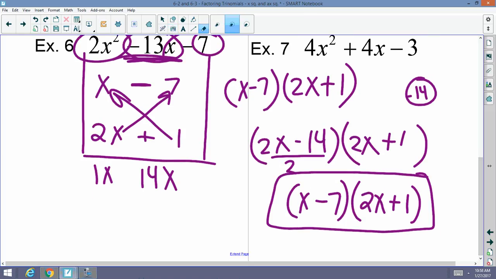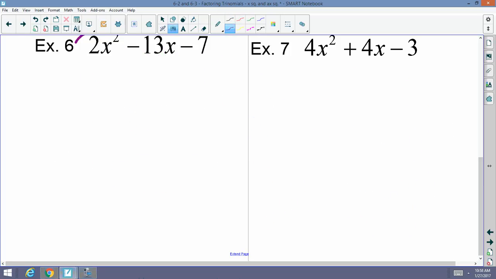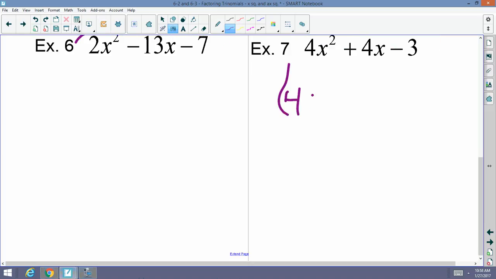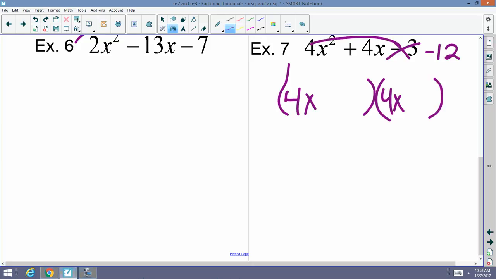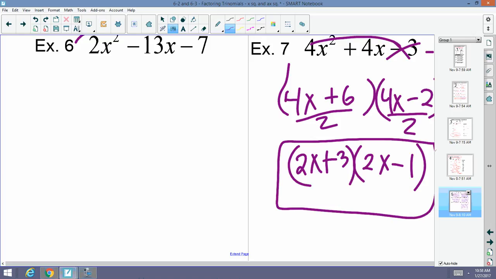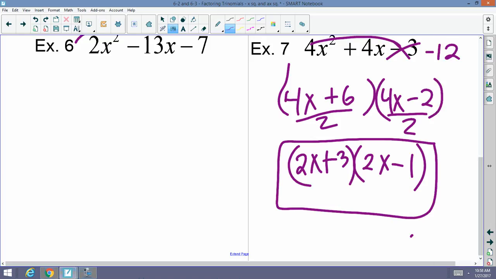Last but not least. Can I erase this? Last but not least. Which way do you want me to do it? Box method, grouping method, or Cuban method? All right. So I got 4x, 4x. 4 times negative 3 is negative 12. What times what is negative 12, but when added together is positive 4? Positive 6, negative 2. Very good. Take out a 2, take out a 2. So I got 2x plus 3 times 2x minus 1. And we're done. Does that make sense, guys?